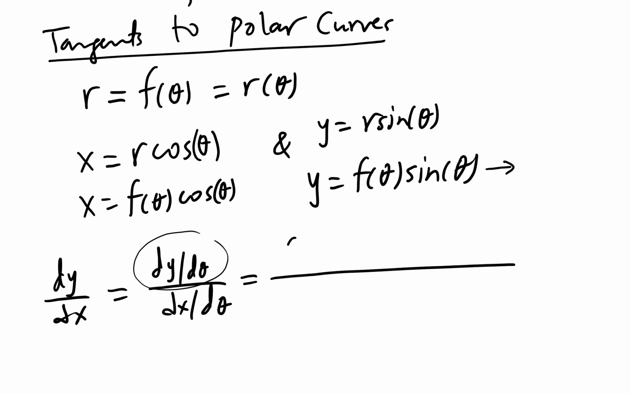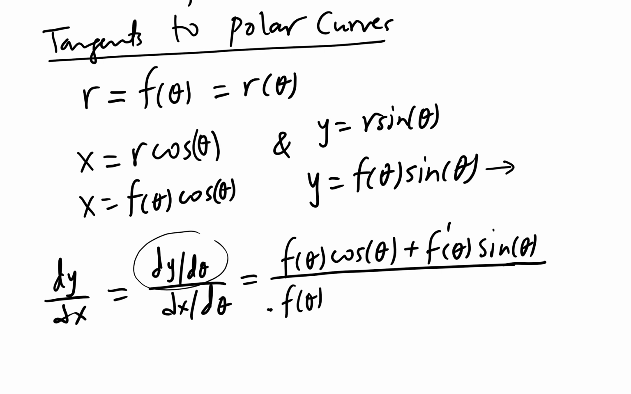So it's f of theta times the derivative of sine, which is cosine, plus the derivative of f, which is f prime of theta, times sine. See, I use the product rule on y. We do the same thing for x: f of theta times negative sine theta plus f prime of theta cosine theta. So this is the formula to find the slope of the tangent line to a polar curve.